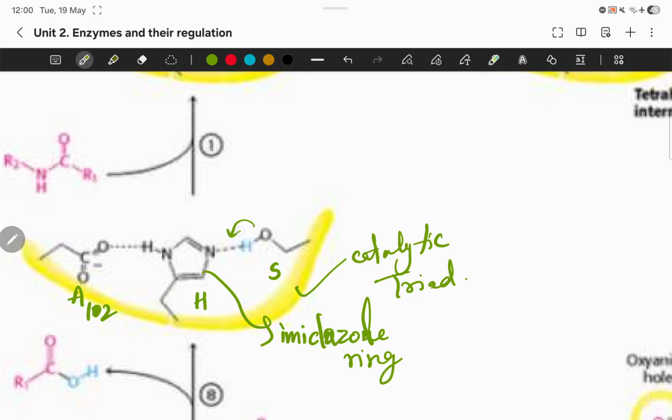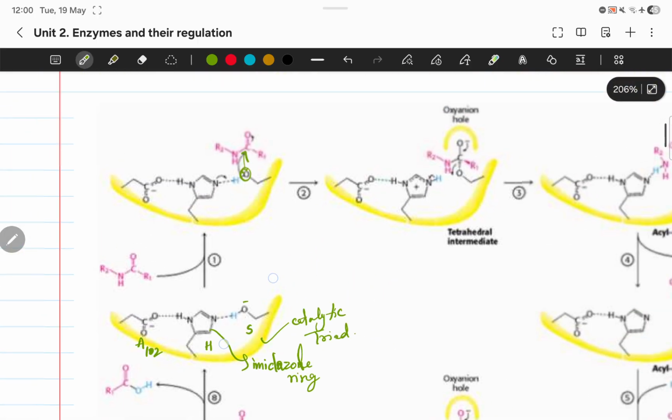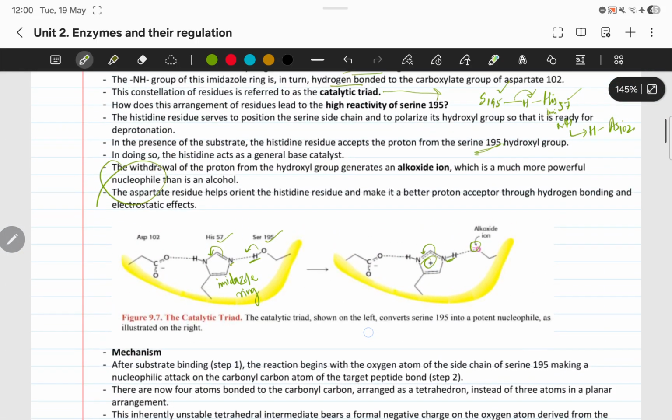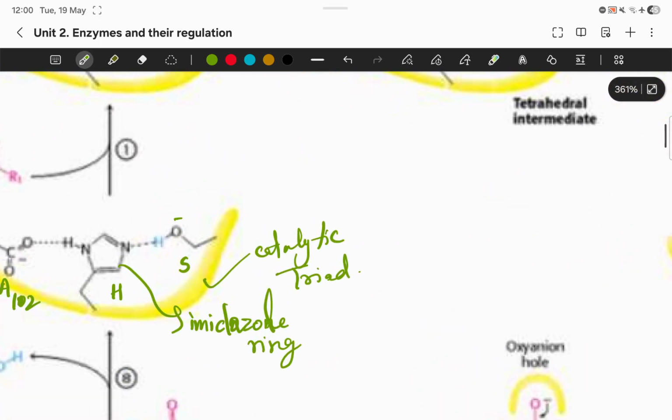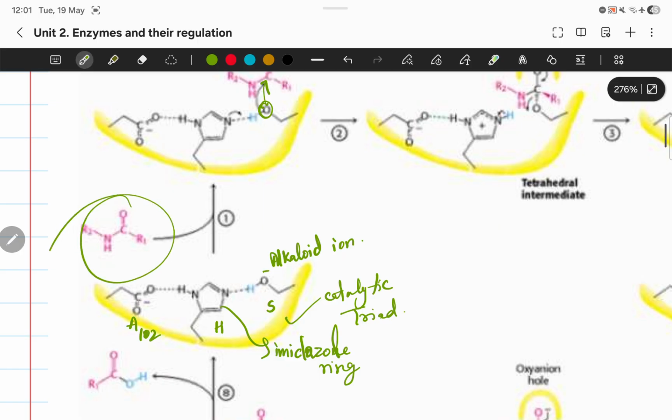This bond will follow through here, and we'll get a plus here and we'll get dotted lines here and here, and then this will get a negative sign. Didn't we get a negative sign? Negative sign, and it will be making an alkoxide ion.